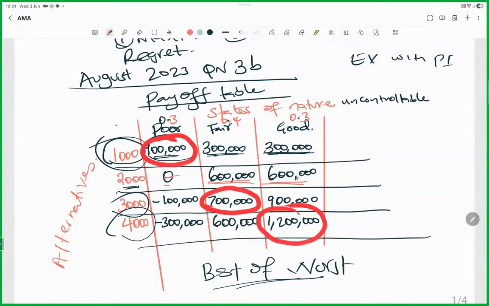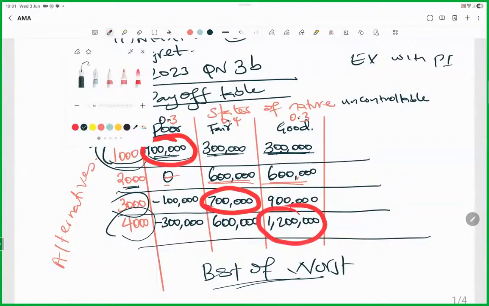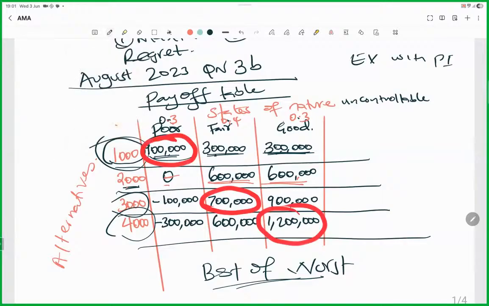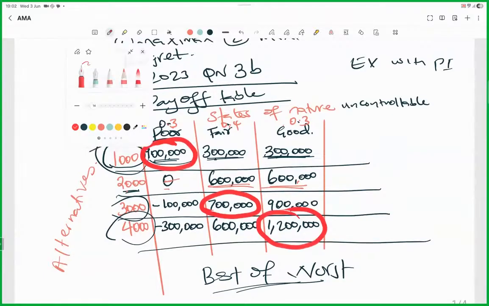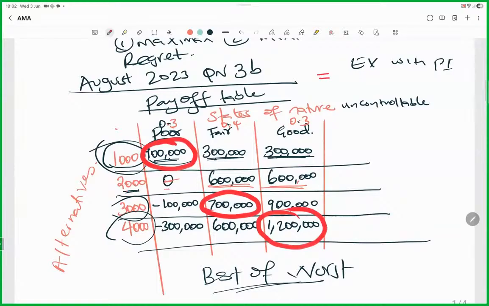Now please listen, my very good students. Anytime you hear the examiner talking about expected value of perfect information, this is what I want you always to remember. You go to each column, selecting the best. And then you average. How do you average? We add and divide, but we have probabilities, so we multiply by probability. So in this case, our EV with the PI will be the circled numbers.